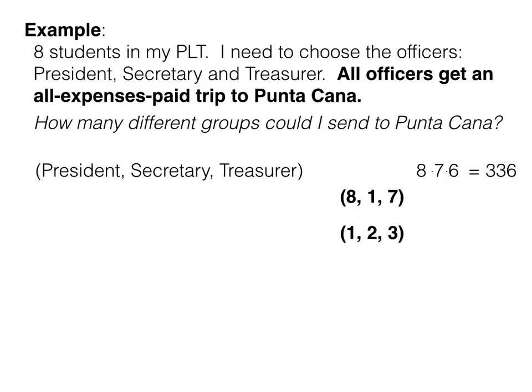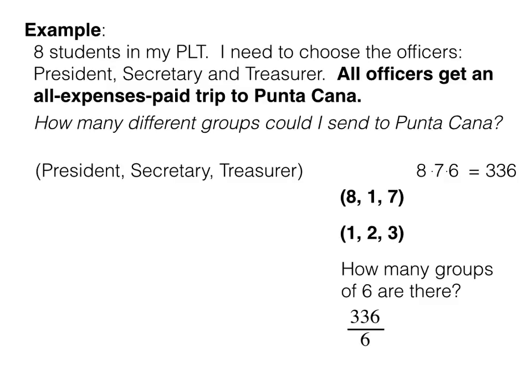So the question really is, how many groups of 6 are there? 817 is a group of 6. 1, 2, 3 is a group of 6. How many groups of 6 are there out of those 336 different sets of officers? Well, how many groups of 6 are there in 336? Simple division. 336 divided by 6 is 56. So there are 56 different groups of 3. Okay, so that's the answer to the question. How many different groups can I send to Punta Cana? There are 56 different groups we could send to Punta Cana.